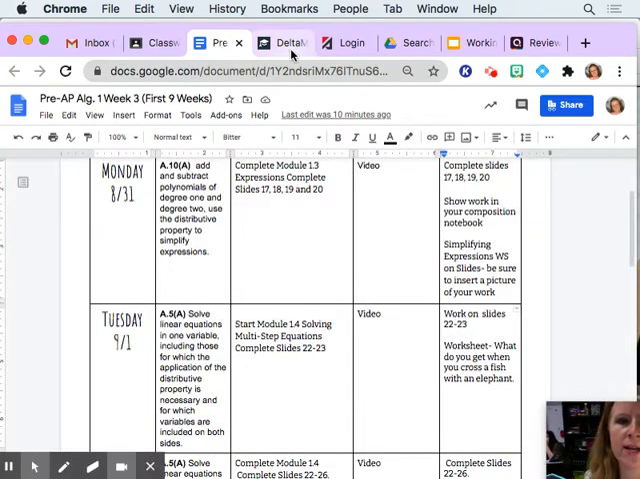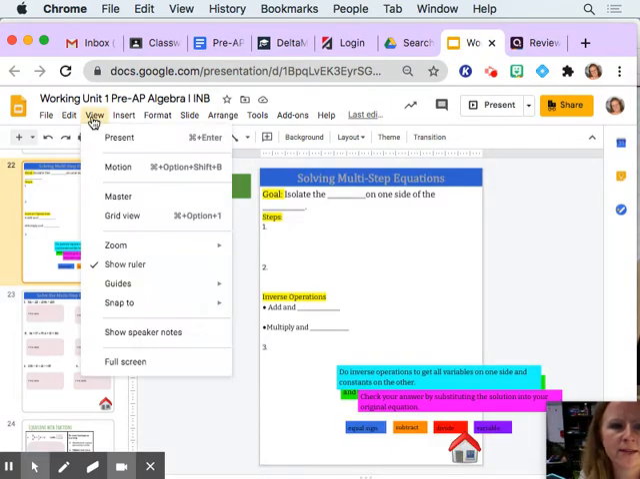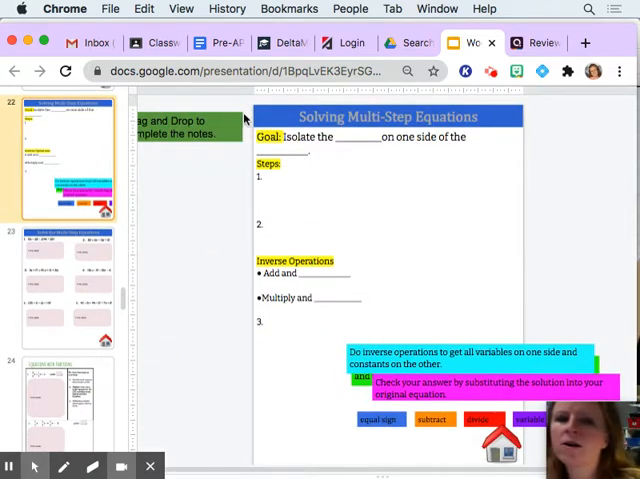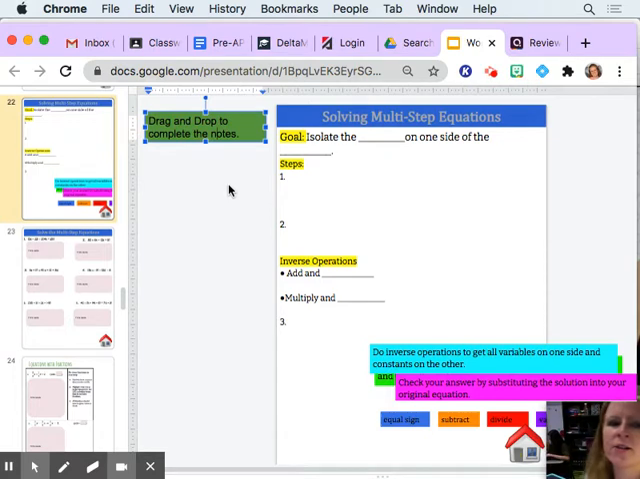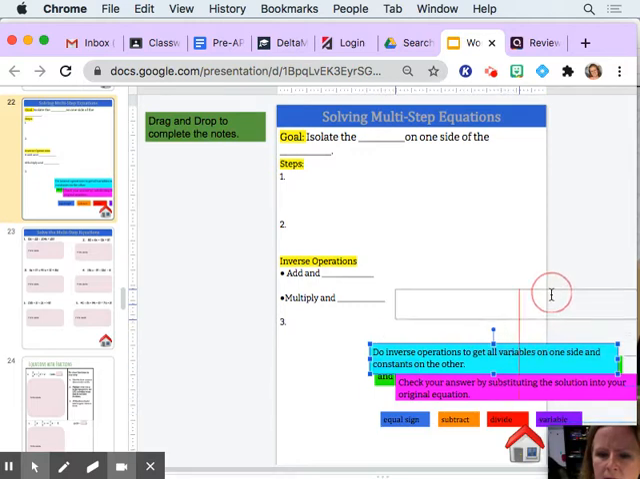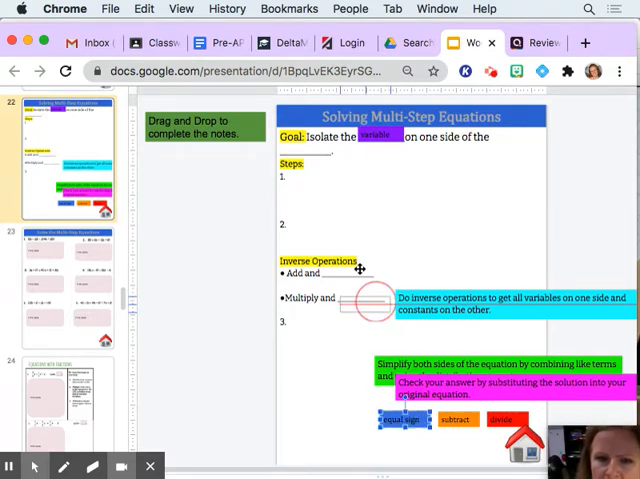So let's look at our 22, 23. I'm going to make this full screen. Okay, our assignment is drag and drop to complete the notes. Our goal is to isolate the blank on one side of the blank. What are we doing? Variable. Yeah. Isolate the variable on one side of the equal sign.